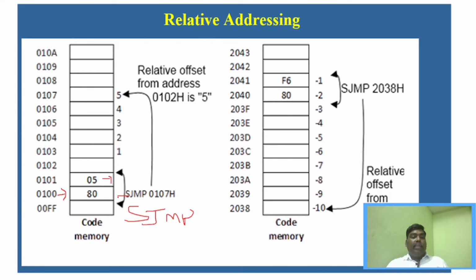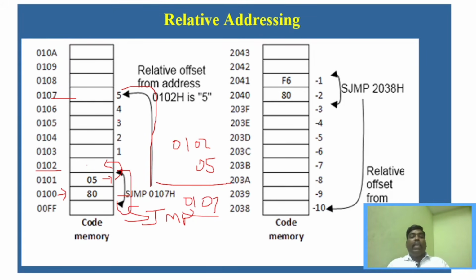Here is the location where the jump instruction will be executed. This 05 is nothing but the offset value, and this offset value is the one we have to add. But where do we add it? Whenever we get the jump instruction, the program counter will be incremented by 1, that is to 0102. To this 0102, we have to add the offset value, which is 5. So what will you get? 0107. So from here, it will jump to 0107. This is called relative addressing.